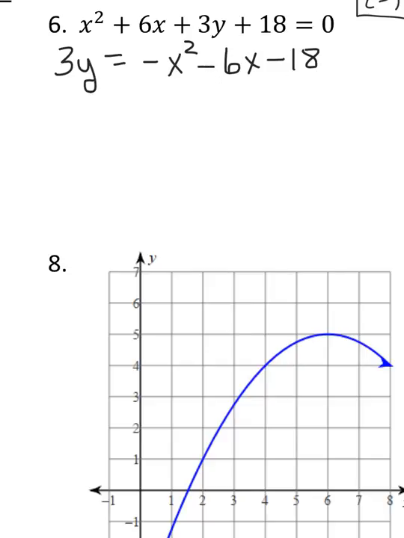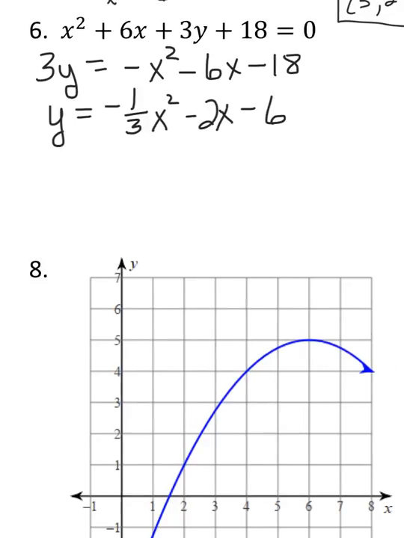Now the next step I need to do, I still need to isolate y. Y needs to be by itself. So I'm going to have to divide everything by 3. After dividing by 3, I end up with negative 1/3, because when I divide negative x squared by 3, I get negative 1 over 3. So negative 1/3 x squared minus 2x minus 6.